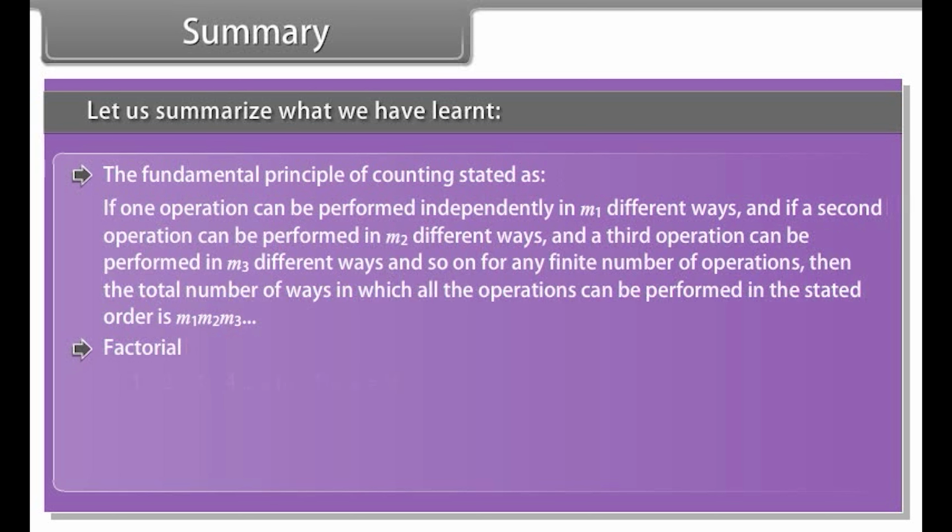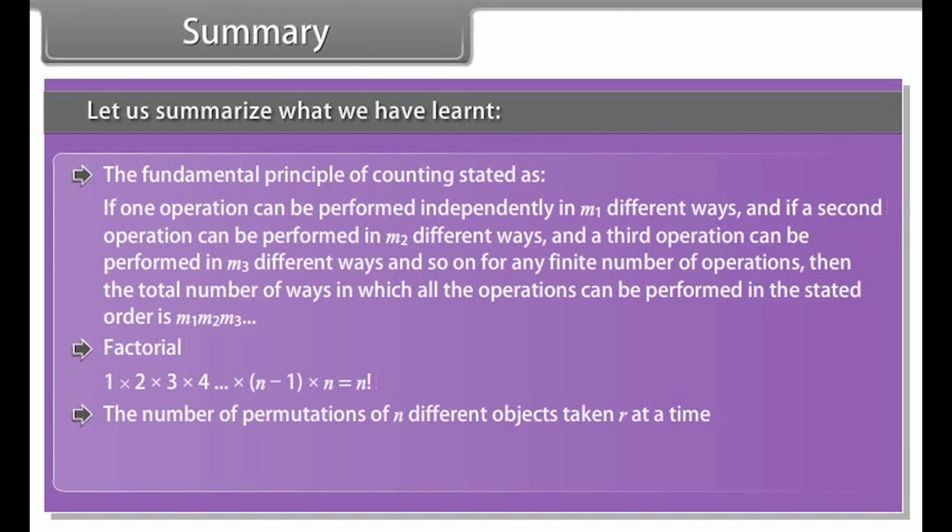Factorial: 1 into 2 into 3 into 4 up to n minus 1 into n is equal to n factorial. The number of permutations of n different objects taken r at a time, nPr, is equal to n factorial by n minus r factorial, where 0 is less than or equal to r is less than or equal to n.